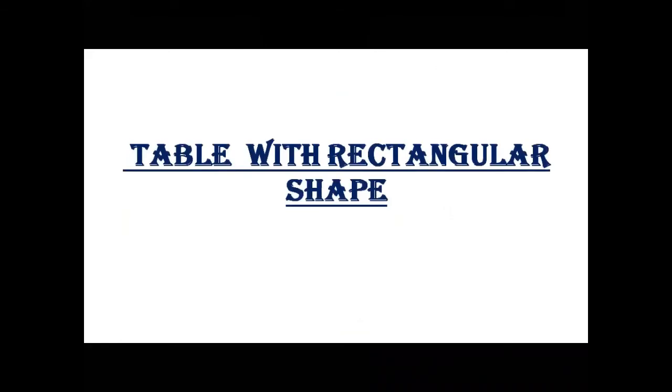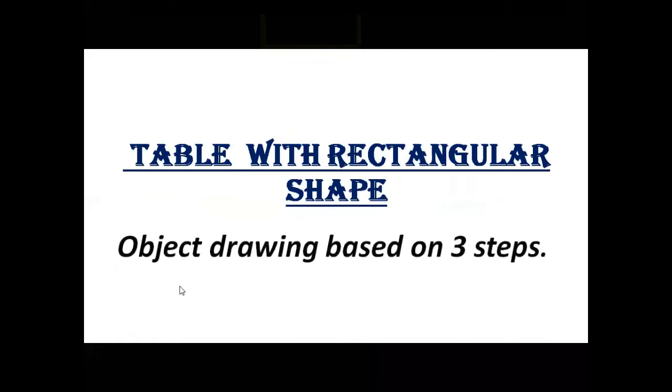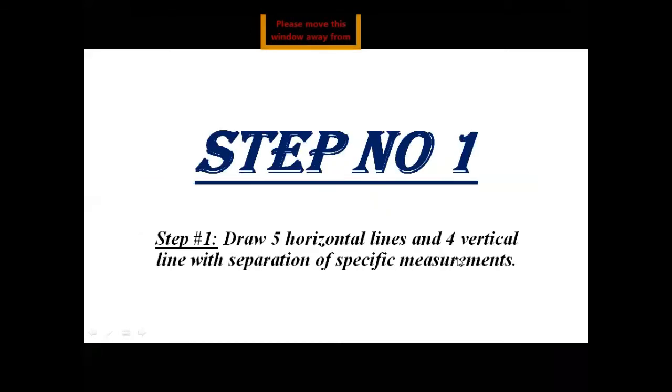Okay, first of all, we will discuss the table, how we can draw a table. We will try to draw a table with a rectangular shape. As we all know, object drawing is based on three steps. So first of all, we will focus on step number one.